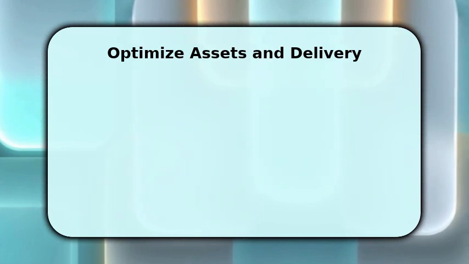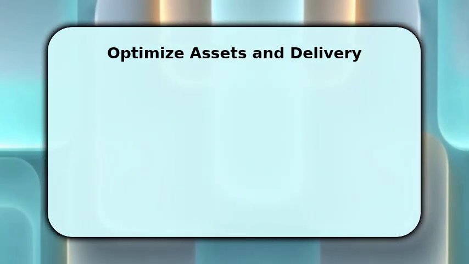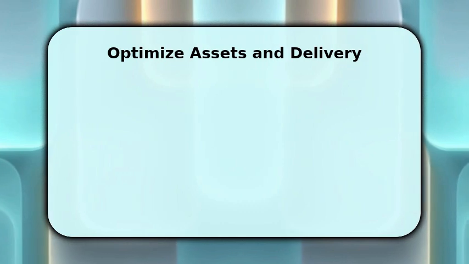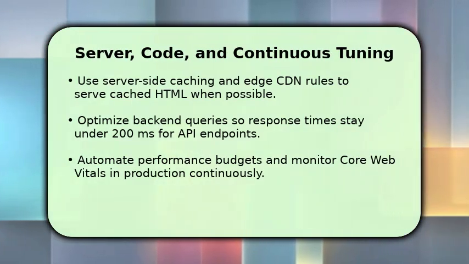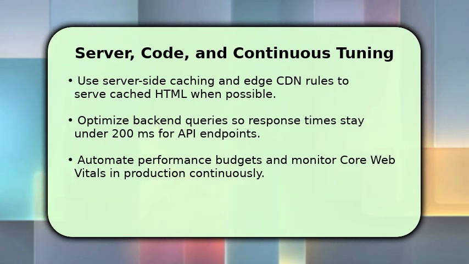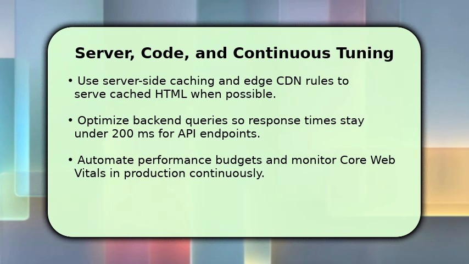Limit synchronous third-party scripts to 3 and defer non-critical JavaScript to reduce main thread blocking. Use server-side caching and edge CDN rules to serve cached HTML when possible. Purge caches on deploy and use cache control to avoid stale content.